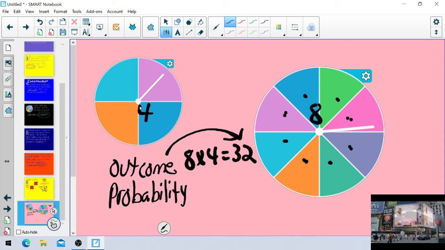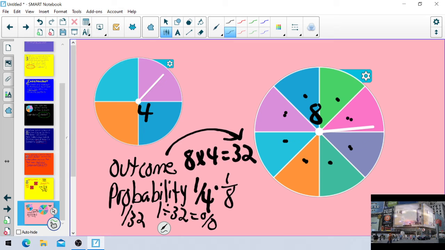What's the probability? The probability is a little bit different. This first spinner, you have 1/4. The second spinner, you have 1/8. That equals 1 over 32. Everybody got it? And if you want to change that to a percent, you know what to do. You just do 1 divided by 32, and that will give you a percent. Probability and outcomes, 2 different things, but they're kind of simple.